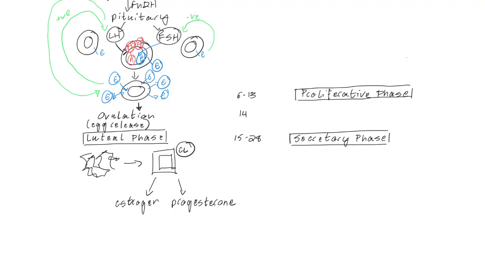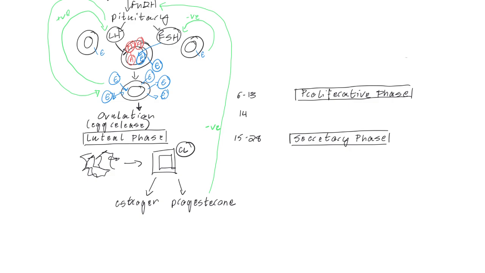We have another negative feedback loop here. The progesterone released by the corpus luteum actually turns down the gonadotropin releasing hormone. So I'll put negative there for negative feedback loop. And the body does that so that ovulation doesn't happen twice in the same cycle. Okay, so we have progesterone and estrogen being released from the corpus luteum.